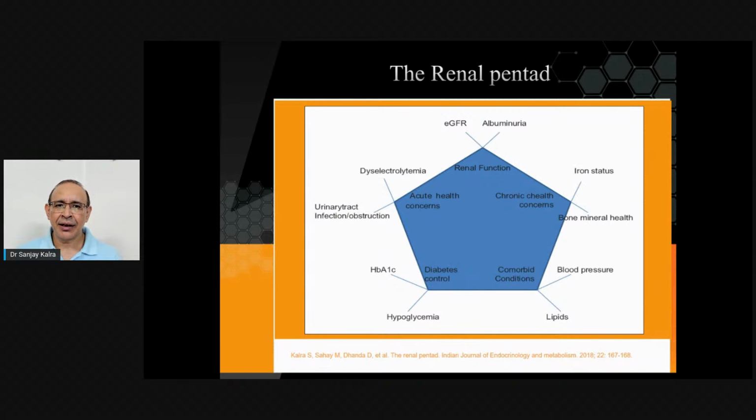If your patient has acute problems, sudden worsening in chronic problems, or worsening of comorbid conditions, do seek the help of a specialist. If, however, your patient is stable, renal function is stable, albuminuria is the same as it was before, EGFR is the same as it was before, there are no acute concerns, no infection or obstruction, then continue managing your patient.